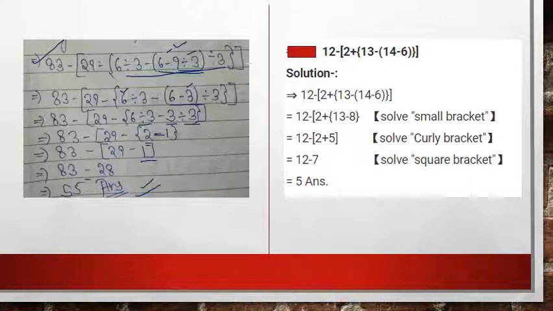In the same way, in this question also you can see common bracket, curly bracket and square bracket. So in the same way you will solve this. Go through this question once.